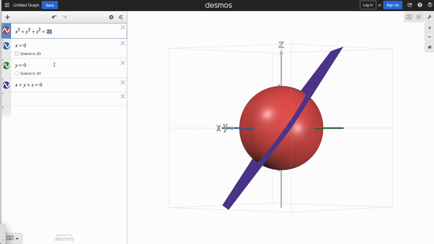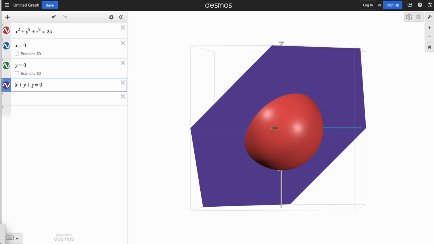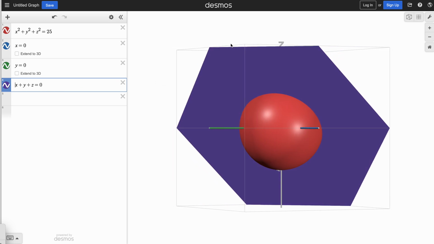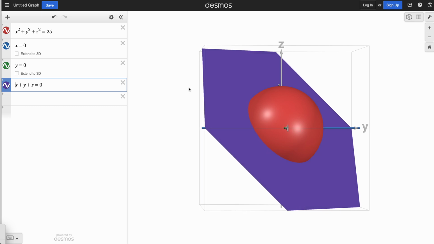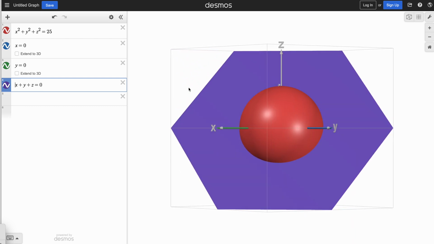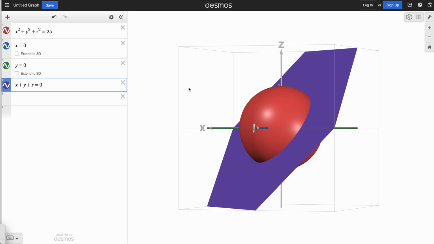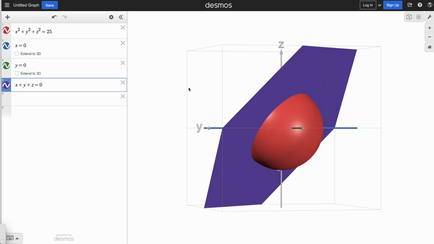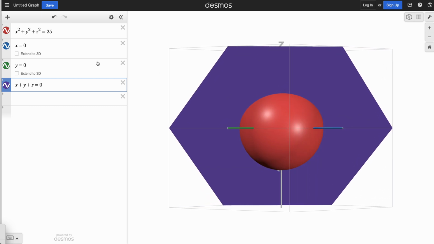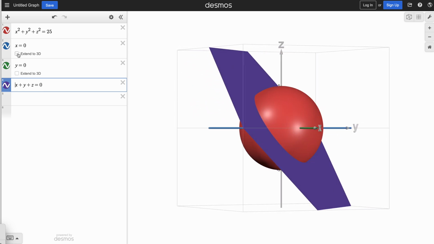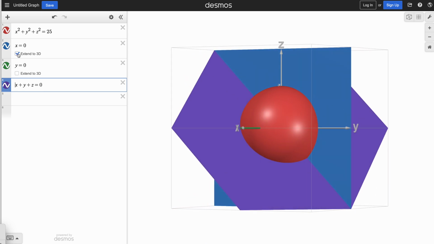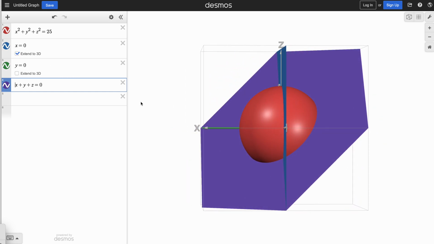So you can see I have one entered. I did x plus y plus z equals 0, and that gives you the plane that's currently cutting the sphere diagonally. It cuts through the origin of the sphere and cuts it perfectly in half from a diagonal angle. What I chose then to do was to graph the plane x equals 0, and once I extend it to 3D, you're going to see how it divides the sphere further up.